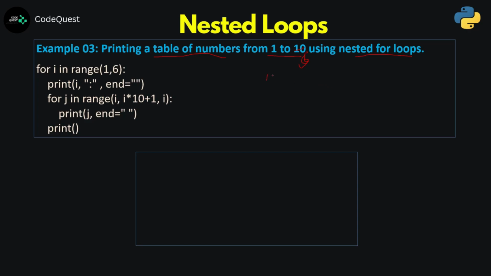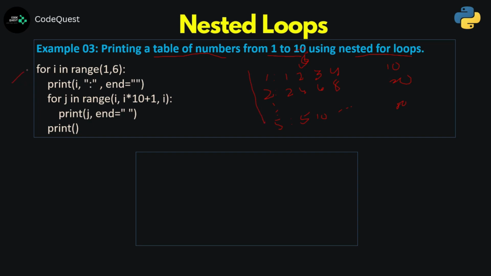Suppose I have 1 to start with. So 1 into 1 is 1, 1 into 2 is 2, 1 into 3 is 3, then 4 up to 10. Next time my table has to be 2. So 2 into 1, that is 2, then 4, then 6, then 8, like that up to 20. And this has to continue up to 5. So the last one will be 5 into 1 is 5, then 5 into 2 is 10, up to 5 into 10, that is 50. Now let us see how we are able to get this.